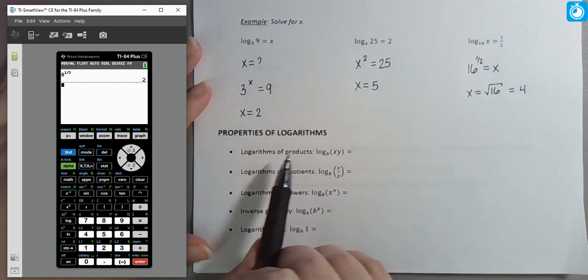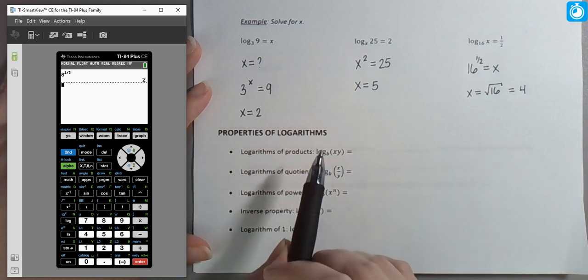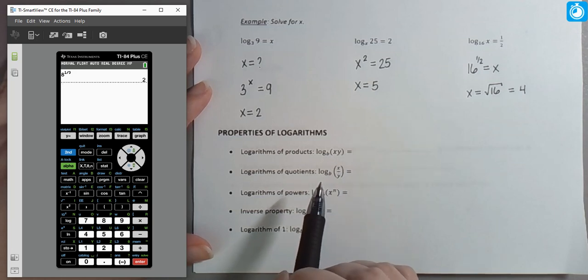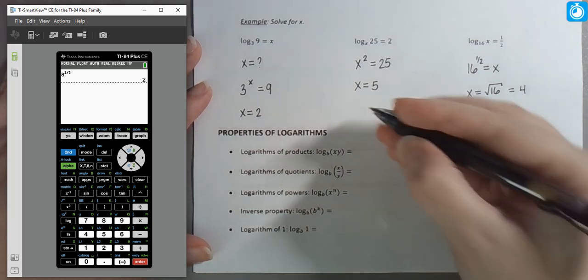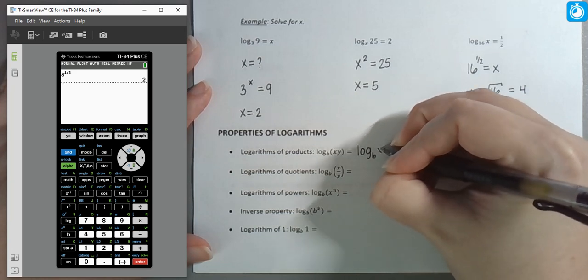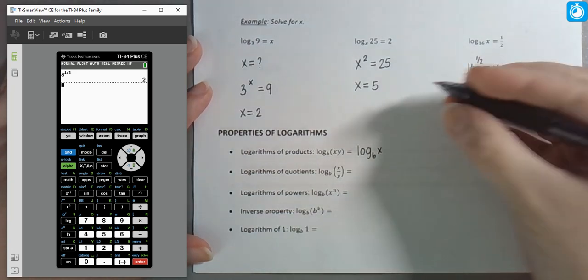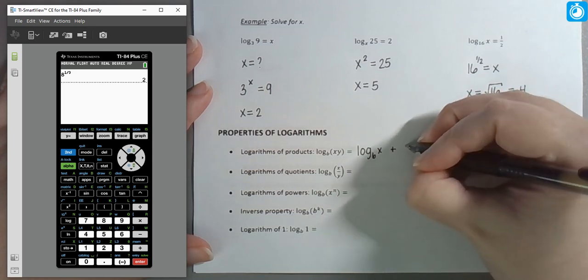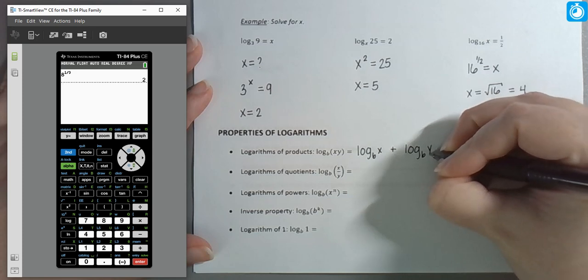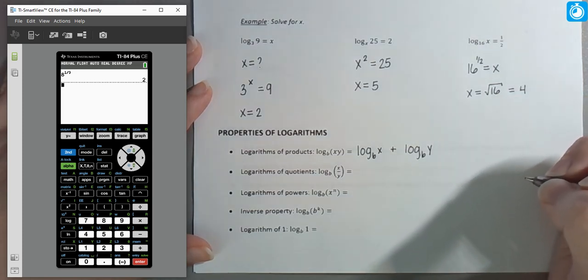So when we take the logarithm of a product, so the log base b of something that has been multiplied together, another way of writing that is the log base b of just the first part of the product plus a separate log base b of the second part of the product.